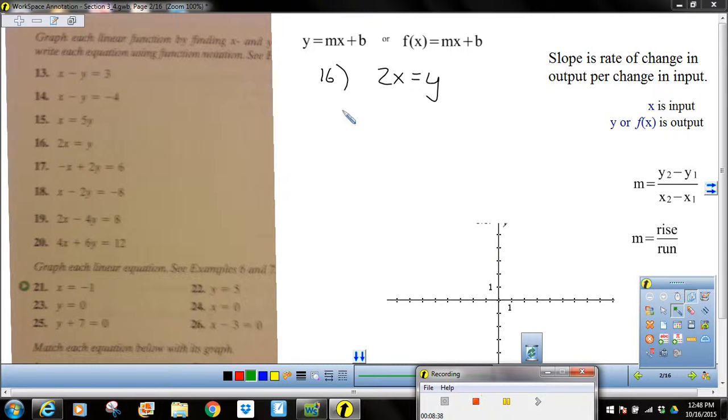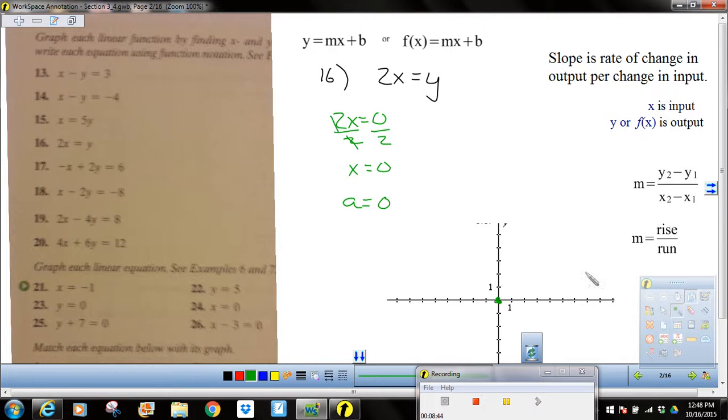Okay, now I have number 16, same directions. So to find the x-intercept, we let y be 0. Then I solve for x. Also, we have letters that we use to represent the x-intercept and y-intercept. The x-intercept, you can use A, so it's at 0.